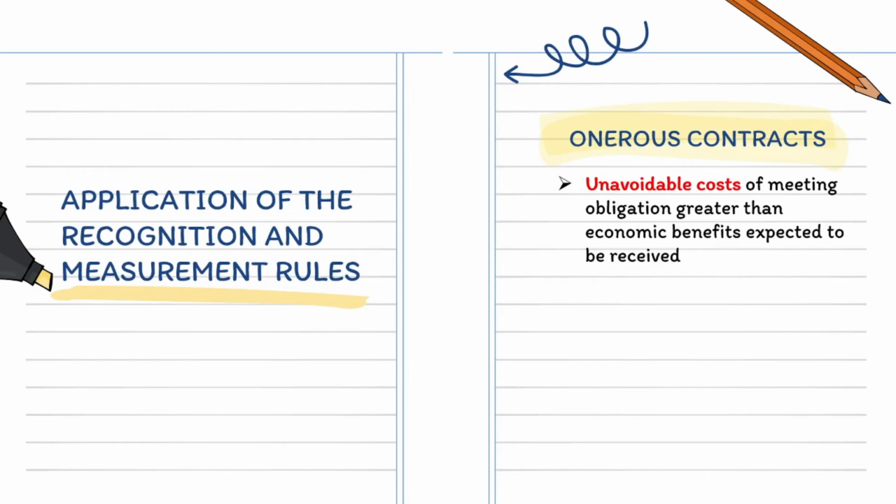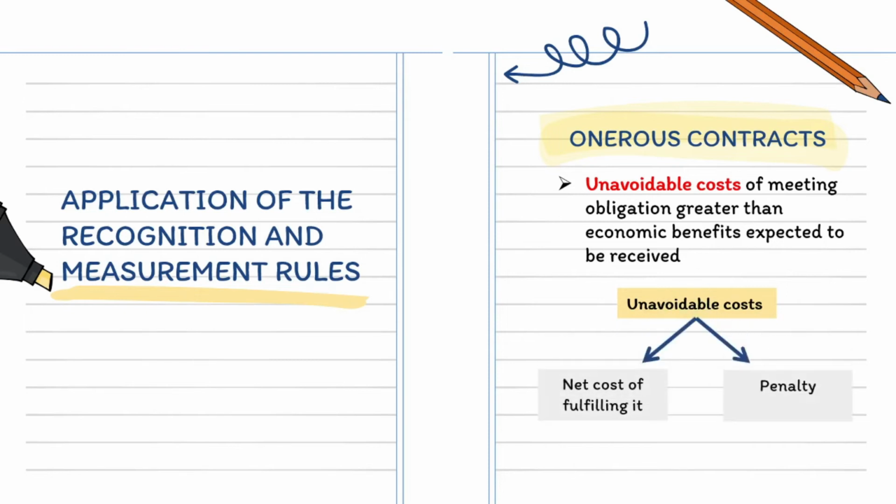If an entity ay na-identify na yung contract is onerous, then provision must be made in the amount of the unavoidable cost of fulfilling it. Yung unavoidable cost is either net cost of fulfilling the contract or penalty, whichever is lower.